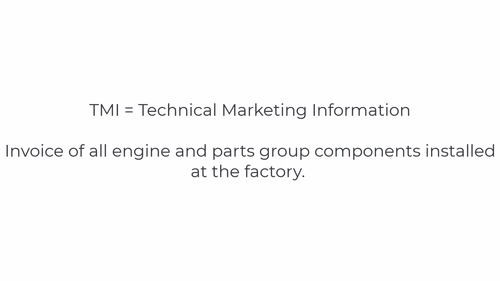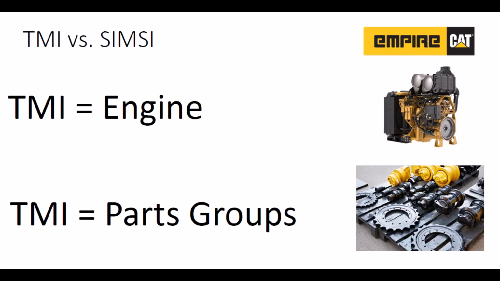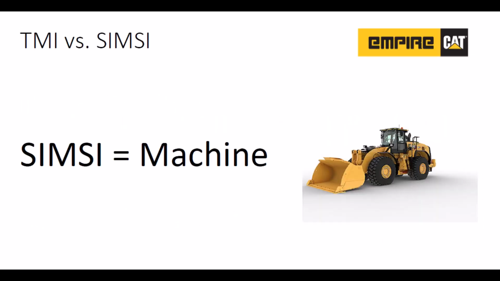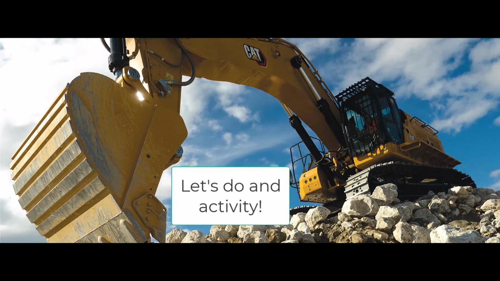TMI stands for Technical Marketing Information. TMI gives us engine and parts group specific information. SIMSi stands for Service Information Management System. SIMSi gives us machine specific parts that were invoiced from the factory. Let's do an activity that will walk us through how to use these two programs.